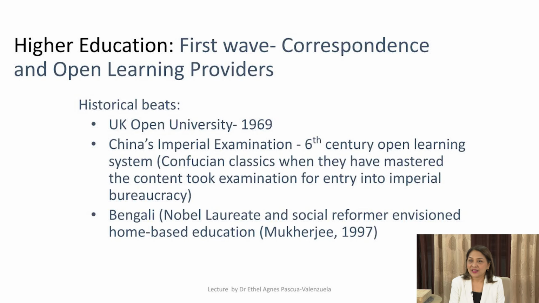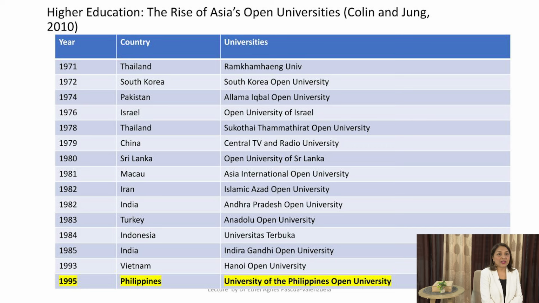Let us get to know the developments of open and distance and e-learning. Historically, in 1969, the UK Open University spearheaded the development of the first wave of correspondence and open learning programs. China also introduced an open learning system using a classical Confucian methodology, the imperial examination in the 6th century. In Asia, we have seen also the rise of open universities. In 1971, Thailand opened its first open university called Ramkhamhaeng University. In 1972, South Korea started with the Korea National Open University. Pakistan, Israel, Thailand, China, Sri Lanka, Macau, Turkey, India, and the Philippines in 1995 opened its University of the Philippines Open University.